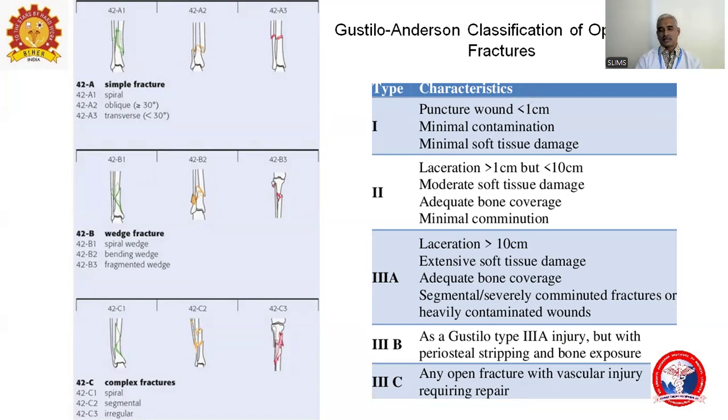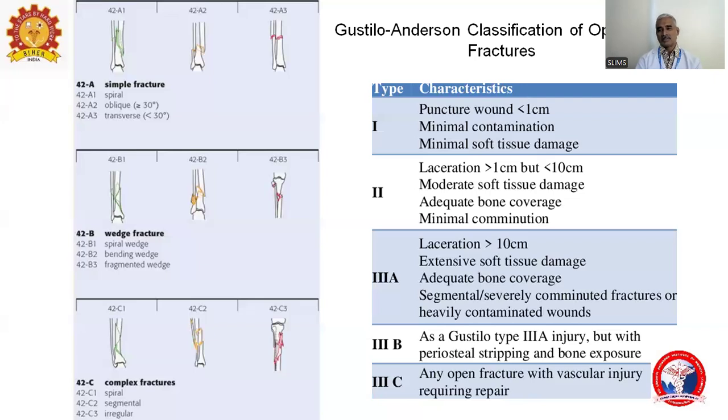Type 1, type 2, type 3. Type 3 is classified into A, B, and C. Coming to type 1, this is based upon the size of the wound. Type 1 is a puncture wound, where a sharp edge has pierced the skin from outside and then gone inside.